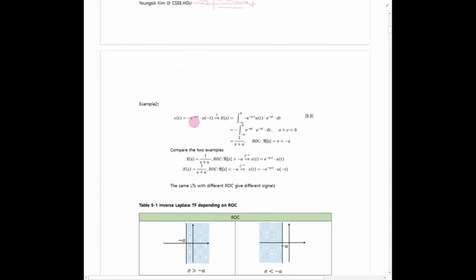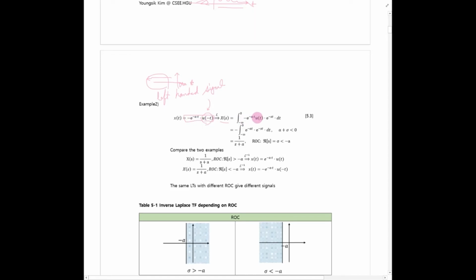Let's consider another example. This one is a left-handed signal. By taking u(-t), it only exists at negative times. Positive time is 0. So this one is obviously a left-handed exponential signal. Take the Laplace transform of this one. Due to this left-handed definition, the signal exists only at negative times, minus infinity to 0, and minus e to the minus at times.